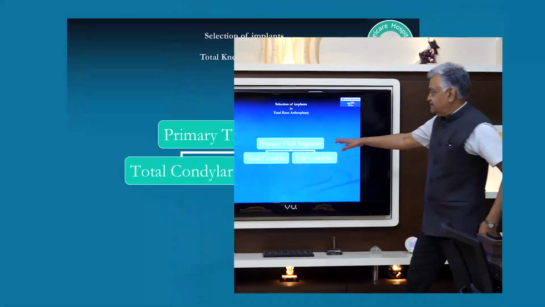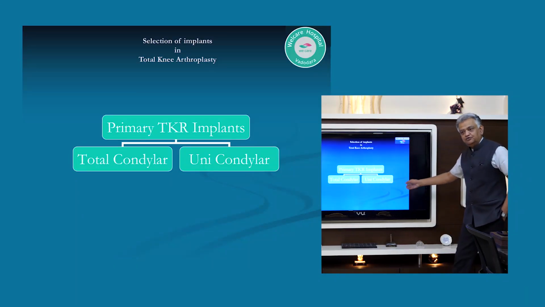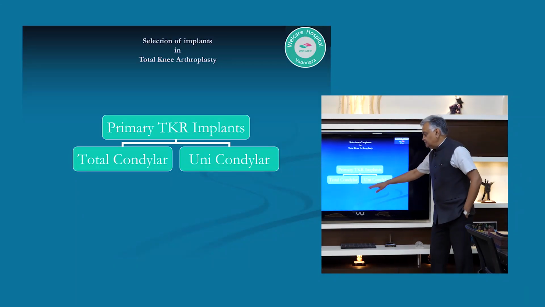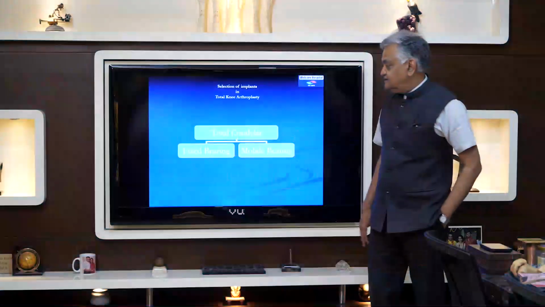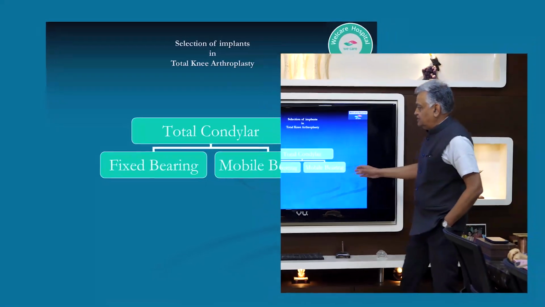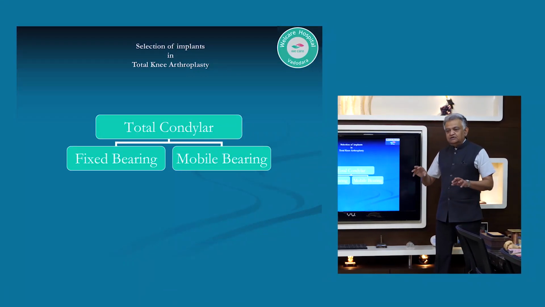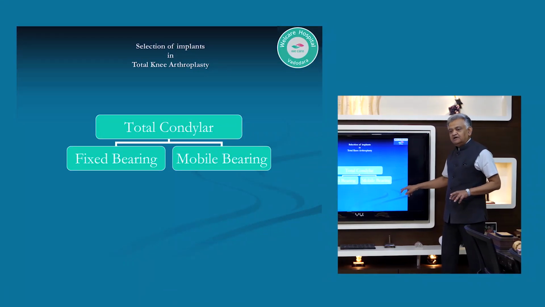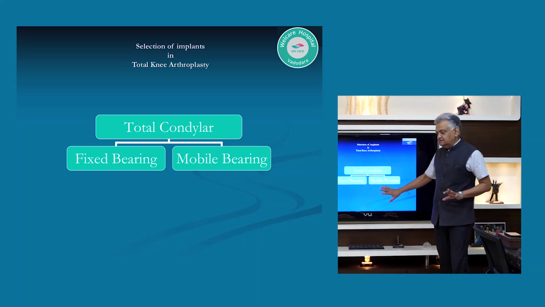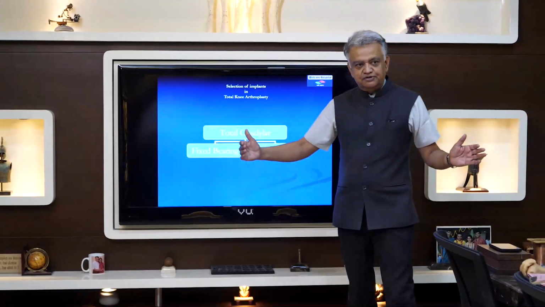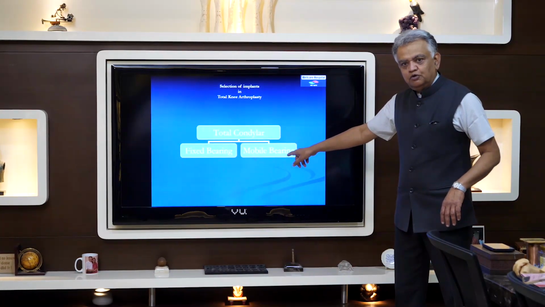So, once again, if you talk about primary TKR, you have total condylar and you have unicondylar. We are not even going to touch unicondylar because this lecture is all about total condylar. Next. Amongst the total condylar, you have the fixed bearing and the mobile bearing. I have not kept the medial pivot here. So these are the standard, vast majority of implants. So you have the fixed bearing and you have the mobile bearing.